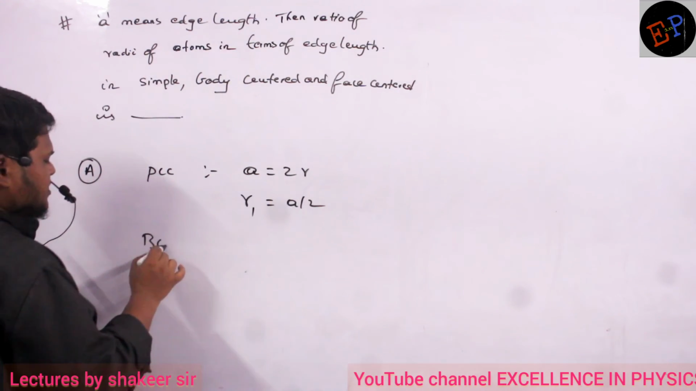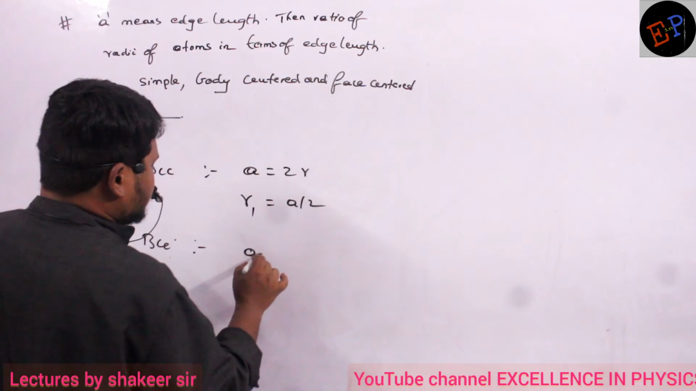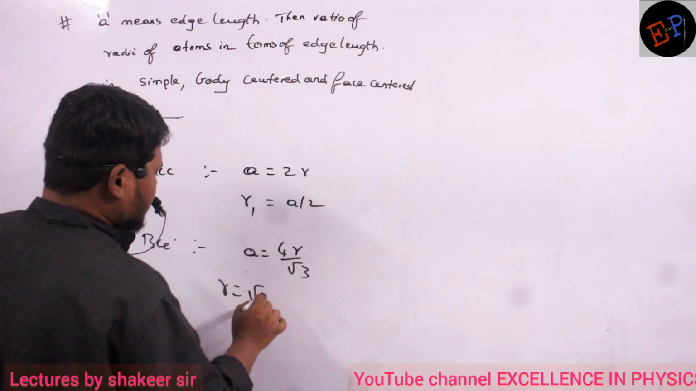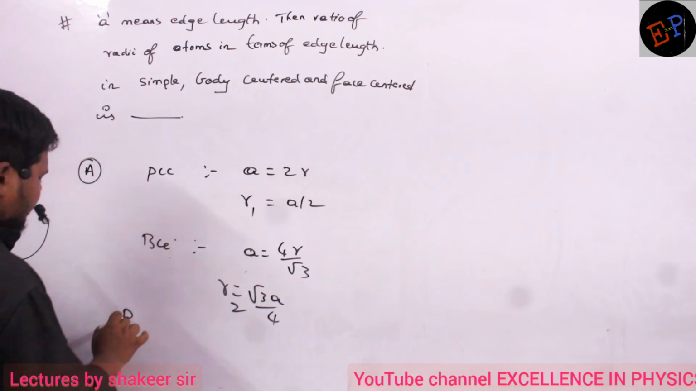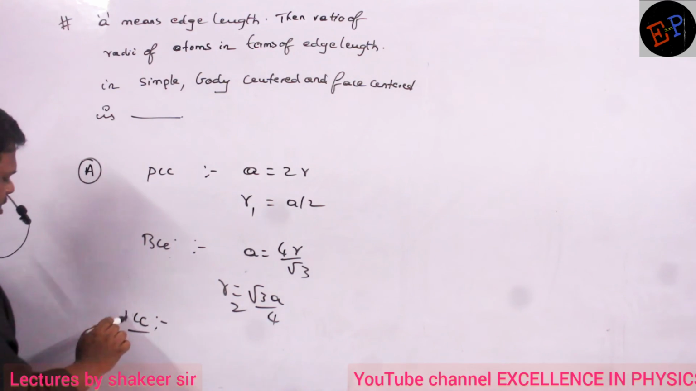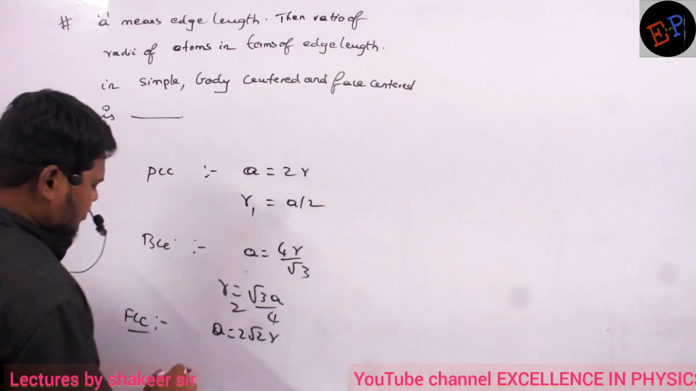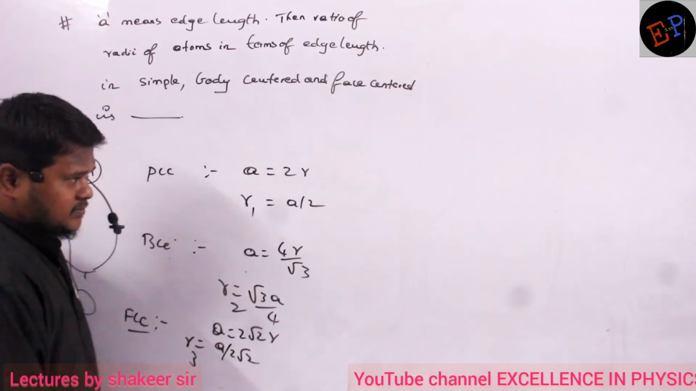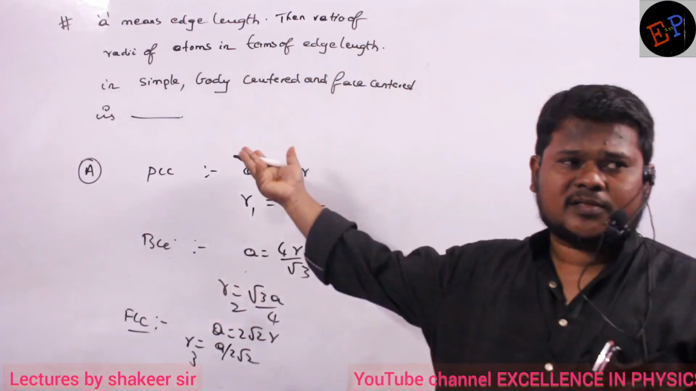Okay. In BCC, what is the relation? A is equal to 4R divided by root 3. So therefore what is R value? Root 3 A divided by 4. Let it be R2. In FCC, what is the relation? A is equal to 2 root 2 into R. So therefore R is equal to A by 2 root 2. Okay, this is R3. So he is asking the ratio of R1 is to R2 is to R3.